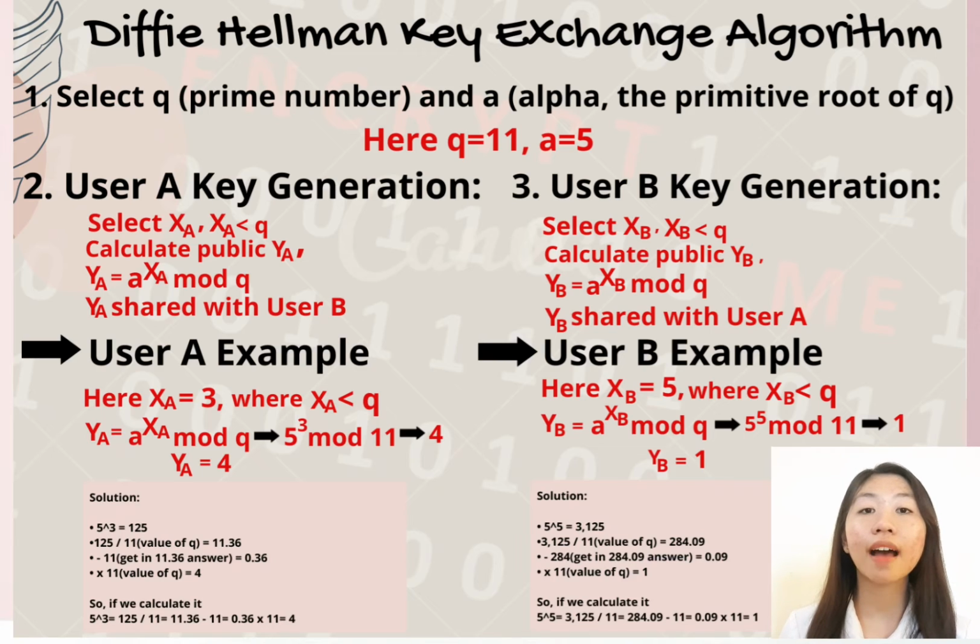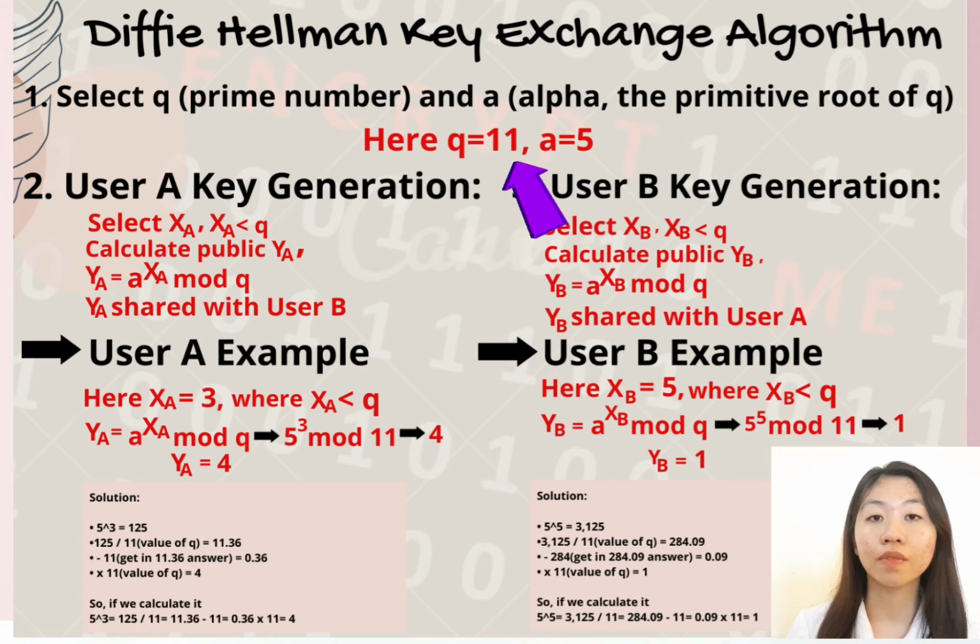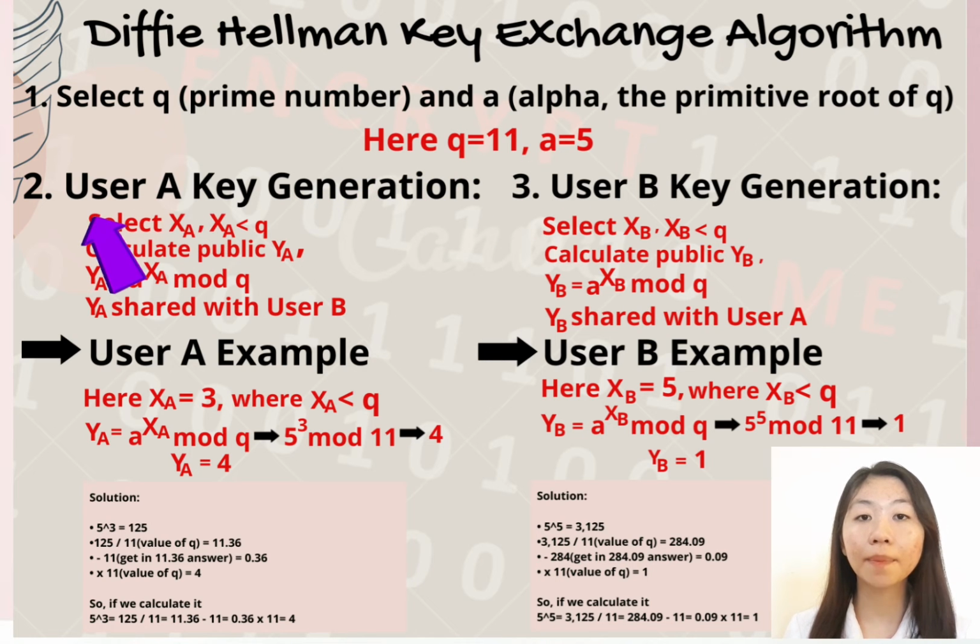Okay? So how does this algorithm work? For the first step, select Q as the prime number and A as alpha, which is the primitive root of Q. So let's take an example. Here, Q is equal to 11 and A is equal to 5. So let's go to the second step.